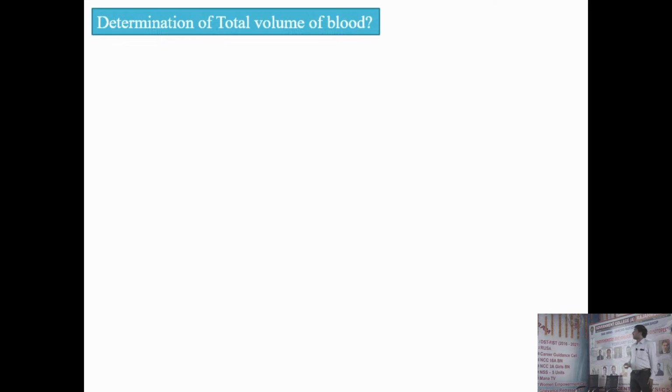Suppose someone wants to determine the total volume of blood, how much blood is there in your body. Definitely I cannot suck out the entire blood and measure it, no? By that time the patient will die. Then you can think of some other ways. The radiotracer method is one of the best example applications to find the total volume of your blood. That is called the isotope dilution method.